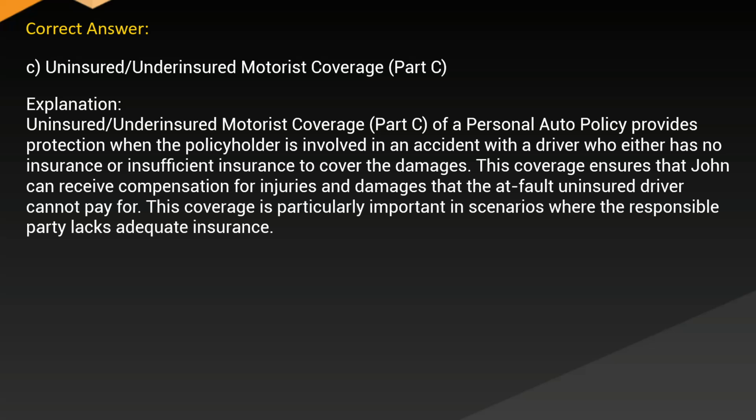Correct answer: C. Uninsured/underinsured motorist coverage, Part C. Explanation: Uninsured/underinsured motorist coverage, Part C of a personal auto policy, provides protection when the policyholder is involved in an accident with a driver who either has no insurance or insufficient insurance to cover the damages. This coverage ensures that John can receive compensation for injuries and damages that the at-fault uninsured driver cannot pay for. This coverage is particularly important in scenarios where the responsible party lacks adequate insurance.